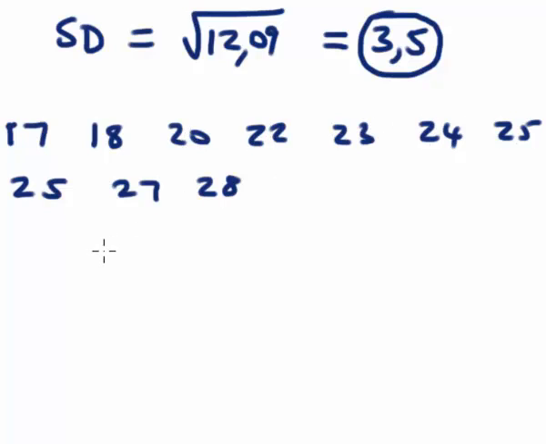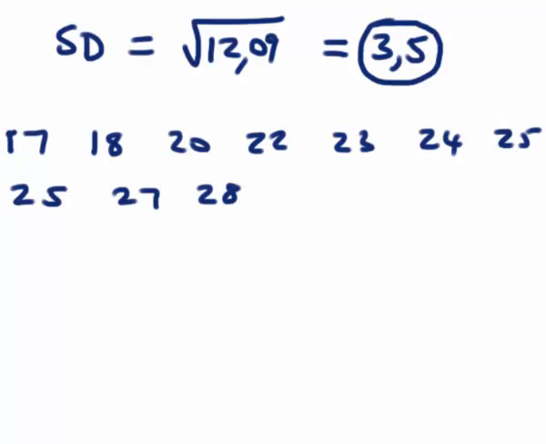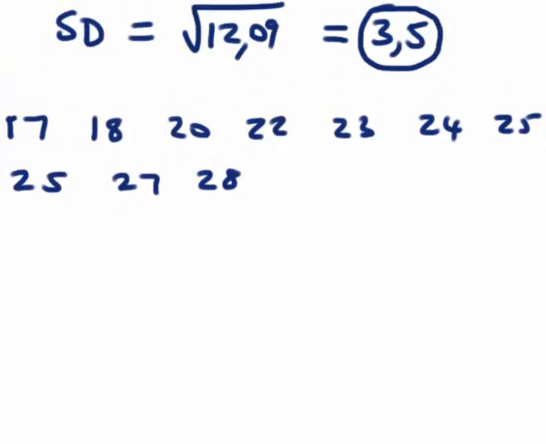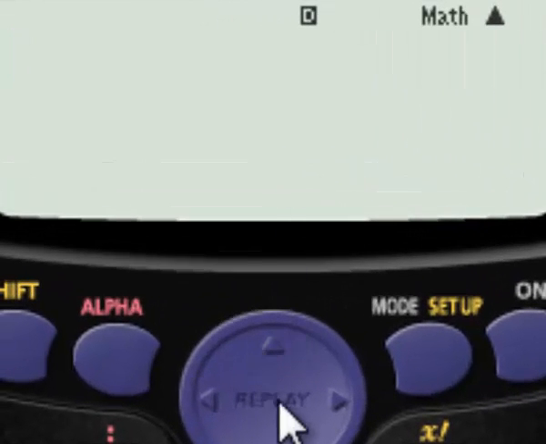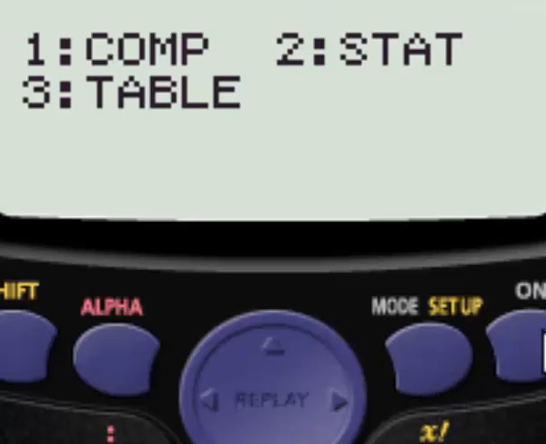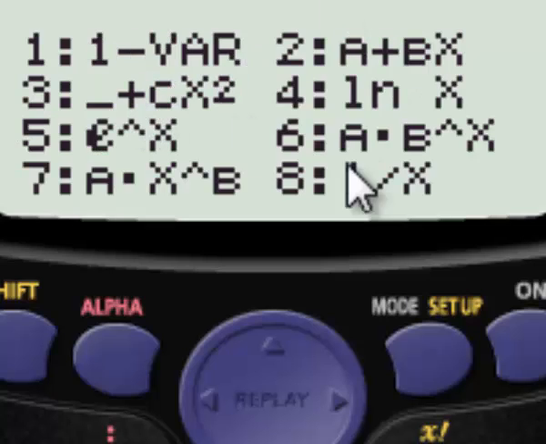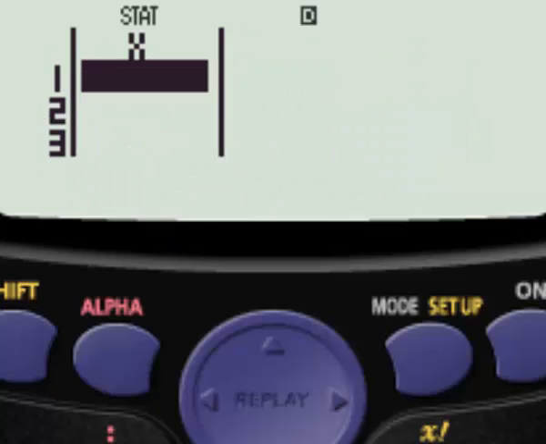When you work out the standard deviation of these scores using a calculator, it's very, very simple. Now, follow me. The first thing you do is push the button mode. Then you see it says 2 for statistics, so you press 2. Then it brings up a whole lot of options, and you push 1 for variance.